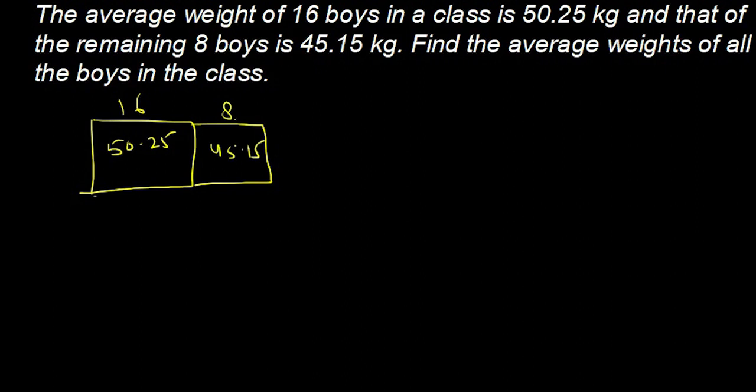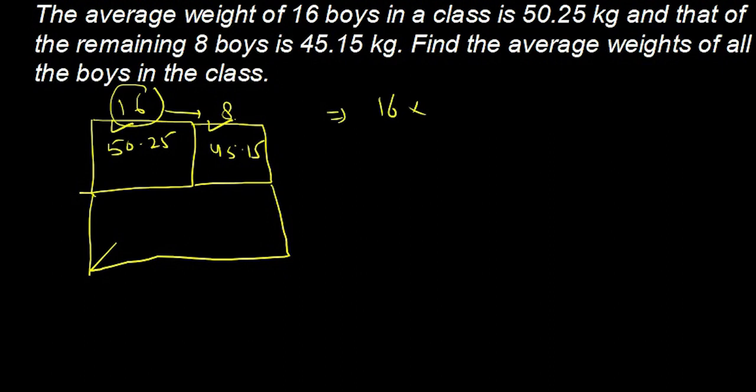Let's say the partition between these two classes is removed. So now what should be the total average? How to find this? Let's find the total weight of this group and divide by 16 plus 8, 24. So let's start: 16 into 50.25 plus 8 into 45.15 and divided by 16 plus 8, which is 24.